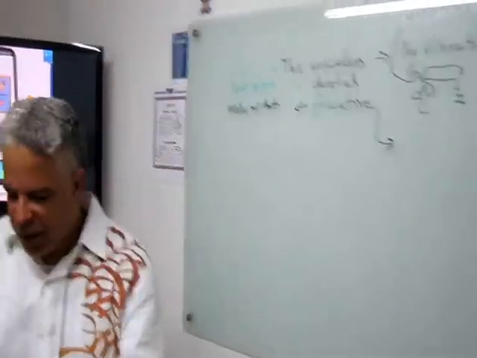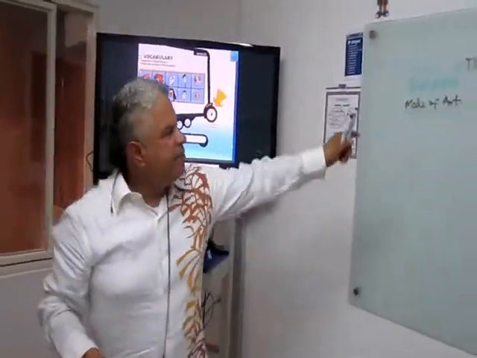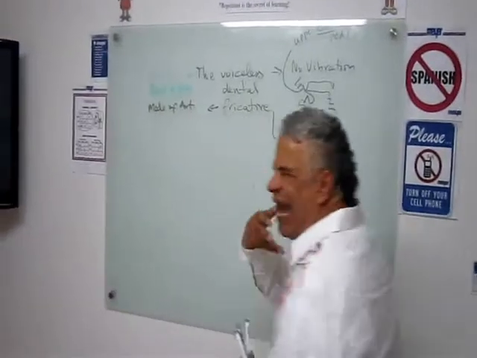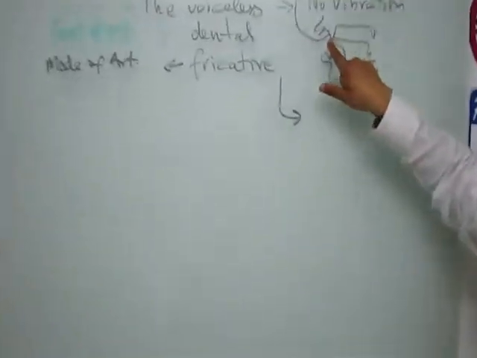The mode of articulation is how the air is modified by this obstruction. There is an obstruction here.